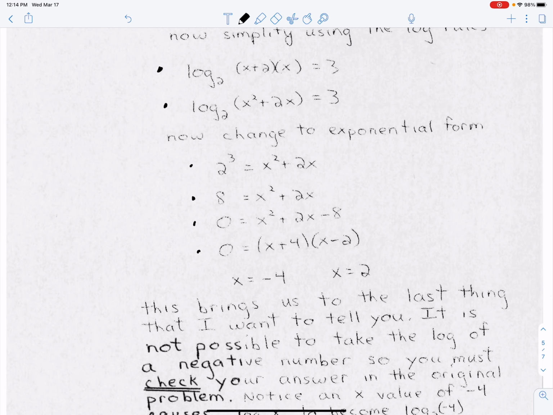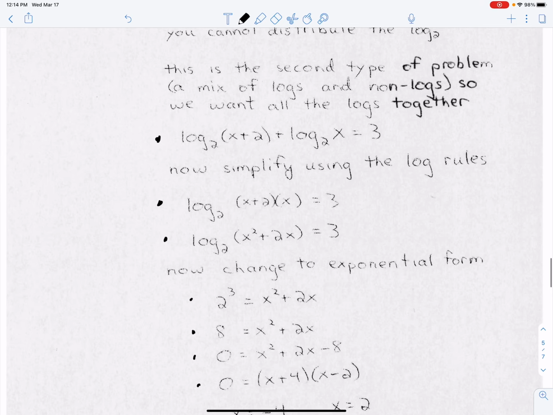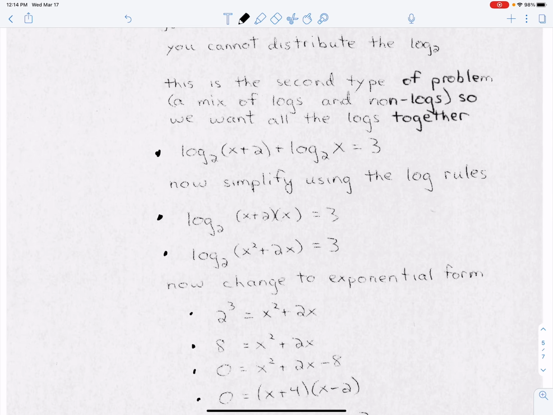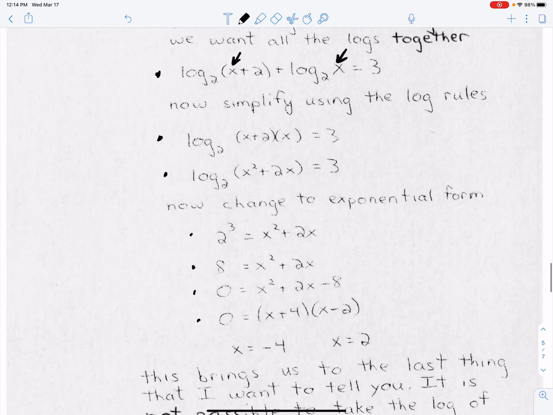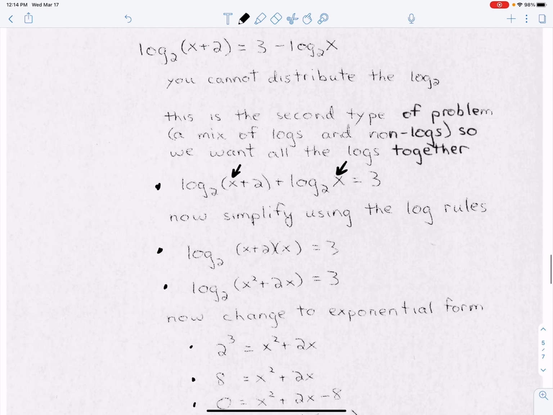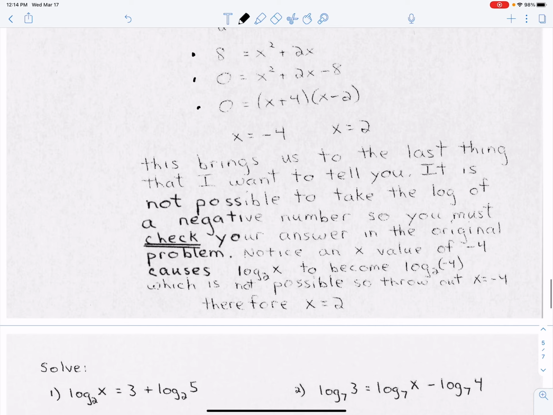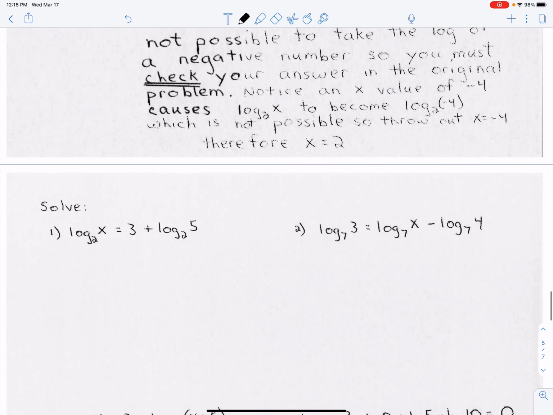Now let's go back and take a look at the original problem. In the original problem, if I plug in a -4 there, do I get a log of a negative number? Does either one give me the log of a negative number? Yes, both of them do, as a matter of fact. If I plug in the 2, does that give me the log of a negative number? No. So the -4 gets thrown out, and you're simply left with x equals 2. If both of them had been thrown out, you'd say there's no answer, but in this case, just one of them gets thrown out.